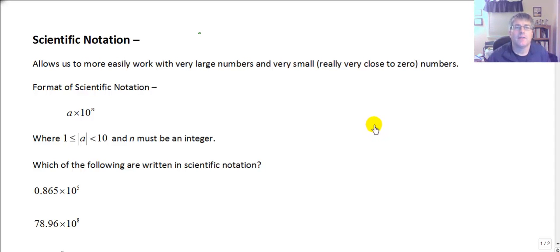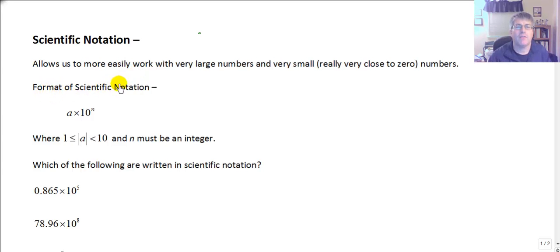Welcome back. Today we're going to work with scientific notation. Scientific notation is a natural extension from working with our laws of exponents, because we will use the laws of exponents on base 10, and it will allow us to work more easily with very large and very small numbers. Scientific notation is used quite a bit in chemistry and physics, and scientists throughout the world use scientific notation.